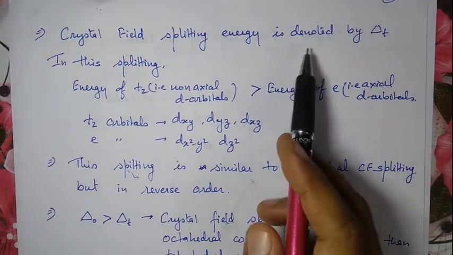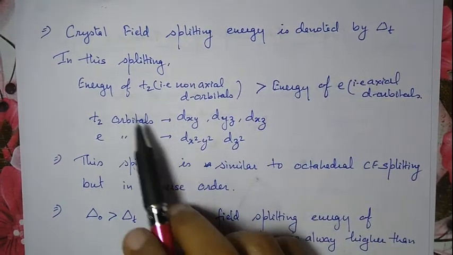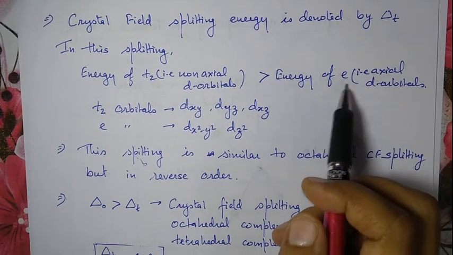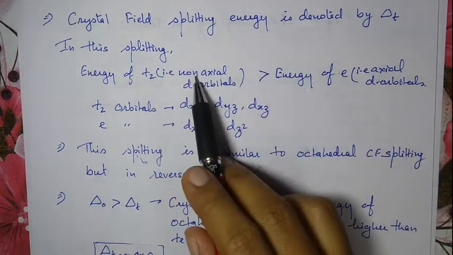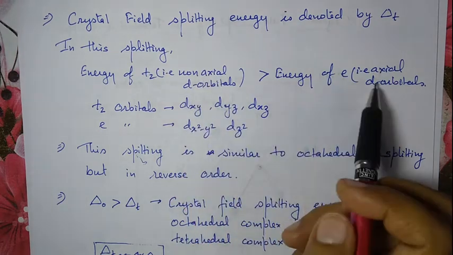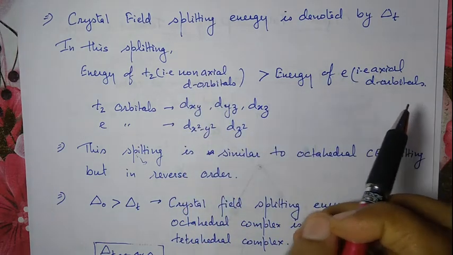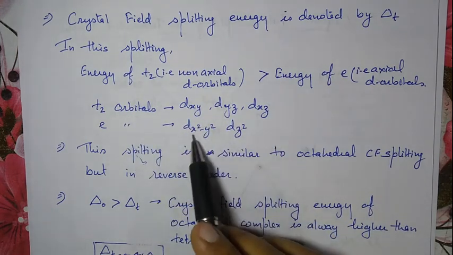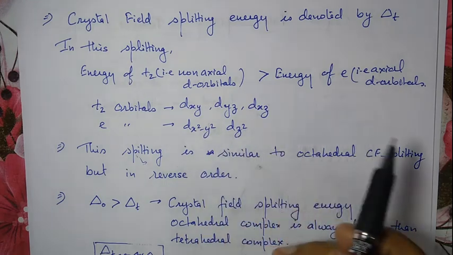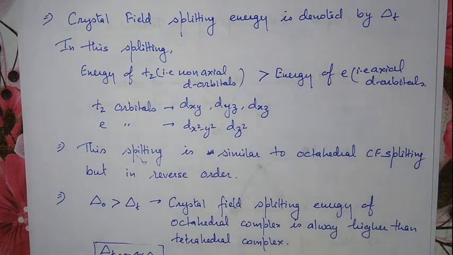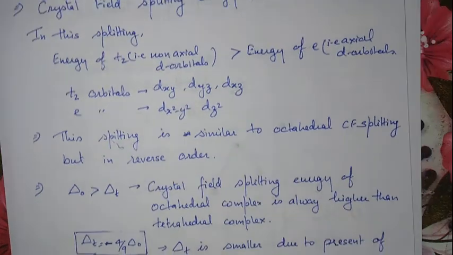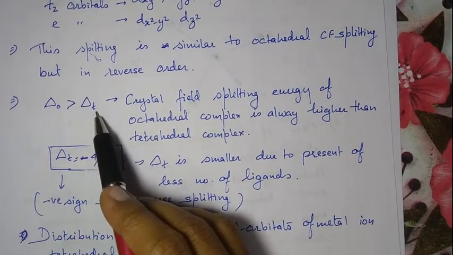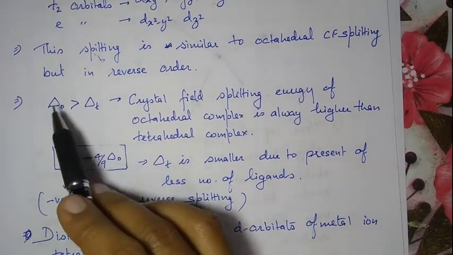This crystal field splitting energy is denoted by del T. In this splitting, the energy of T2 will be higher than the energy of E. E are axial orbitals, and T2 are non-axial orbitals. dxy, dyz, dxz are the T2 orbitals, and dz square, dx square minus y square are the E orbitals. This is a similar splitting but in reverse order.